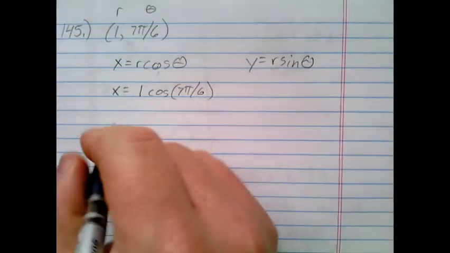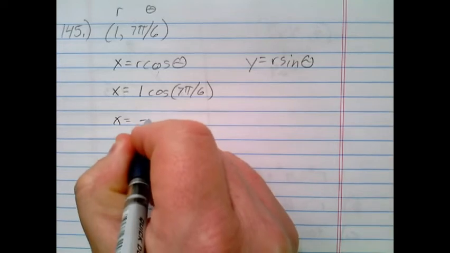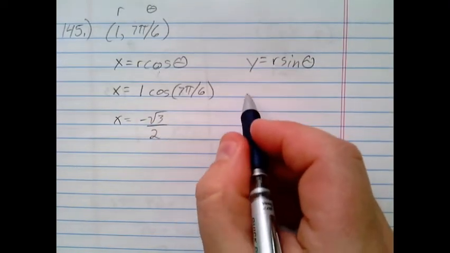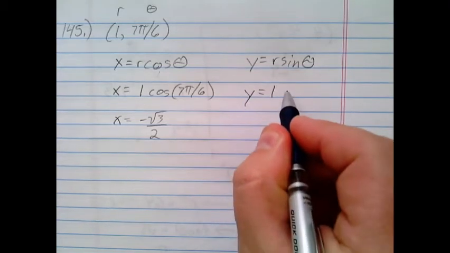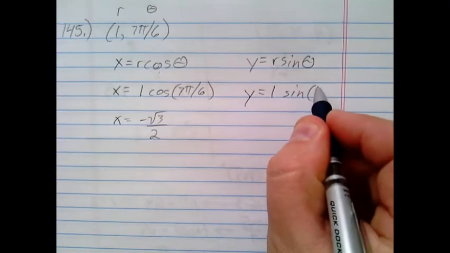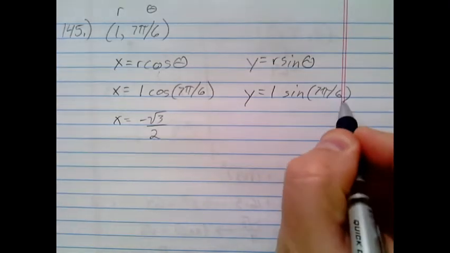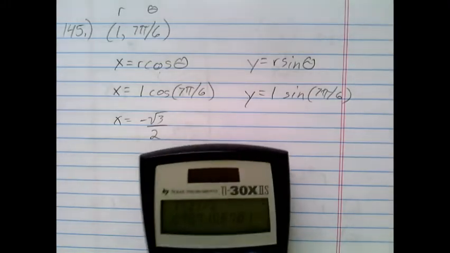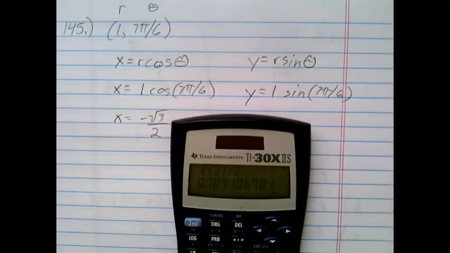So x is negative square root of 3 over 2. And then y is 1 times the sine of 7 pi over 6. Now 7 pi over 6 is pi over 6 past pi. So it's going to have the same sine value as pi over 6, except that since it's in the third quadrant, it's going to be negative. So that one is going to come out to be negative 1/2.